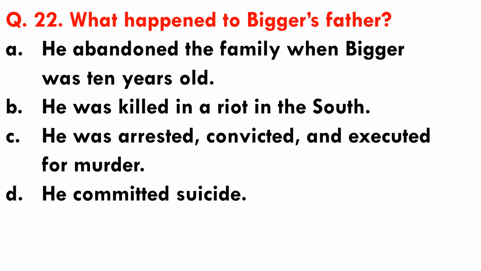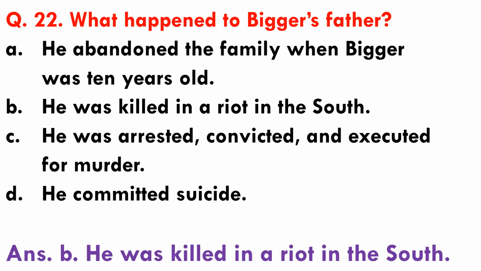Question number 22. What happened to Bigger's father? Options are A. He abandoned the family when Bigger was 10 years old. B. He was killed in a riot in the south. C. He was arrested, convicted, and executed for murder. And D. He committed suicide. So here Bigger's father was killed in a riot in the south.